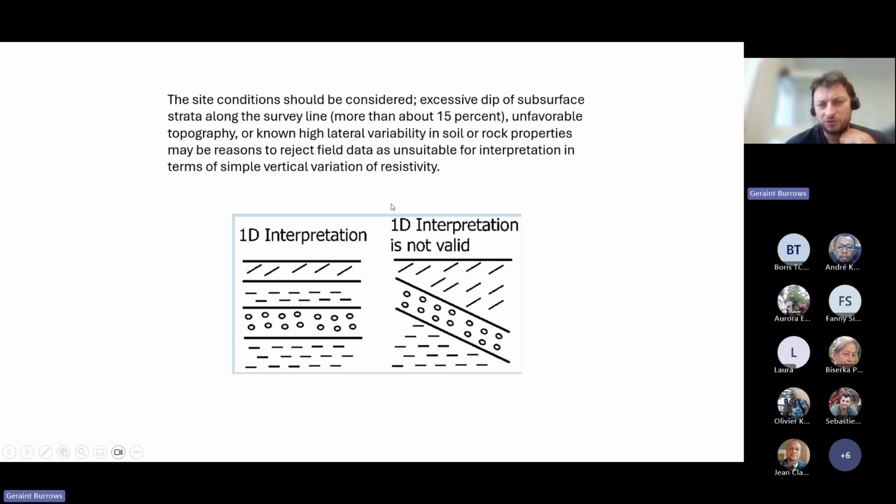Other issues might include where 1D interpretation would be very difficult, as if there's been faulting in the area and excessive dips of the subsurface along the survey line, estimated at more than about 15%, then that's considered very difficult to get any kind of good result with a vertical electrical sounding, because the lateral and depth changes in the averages are increasing because of the dip of the structure.